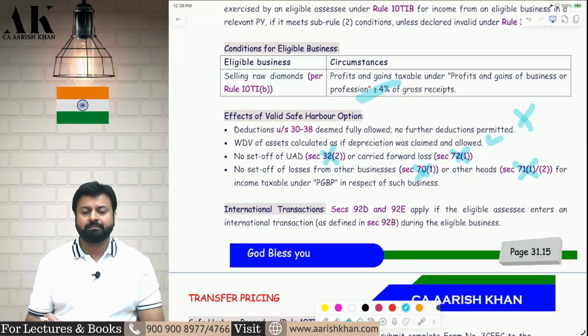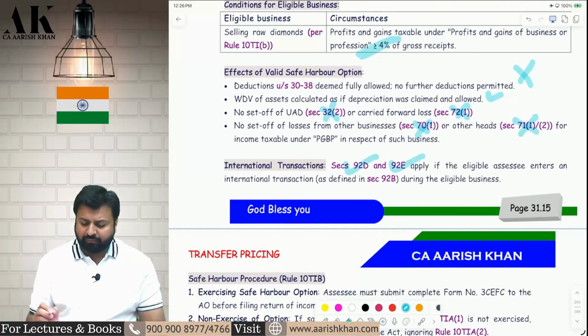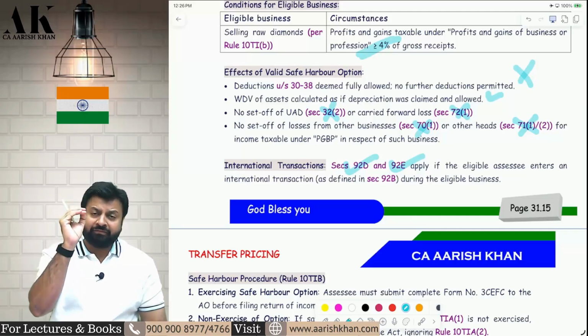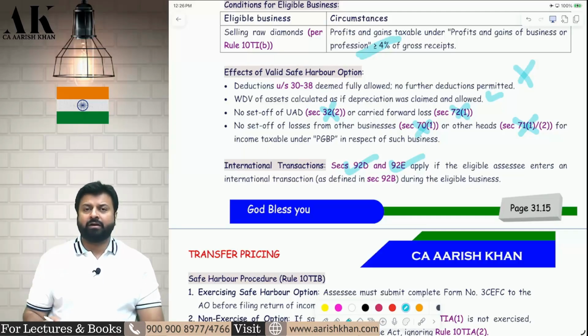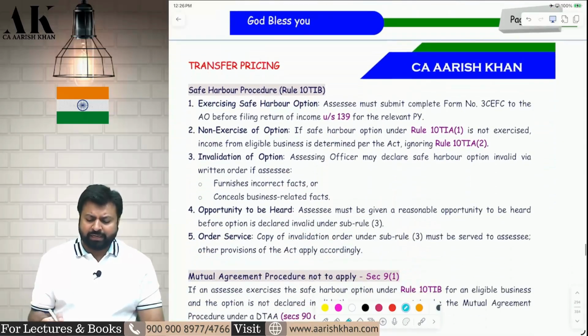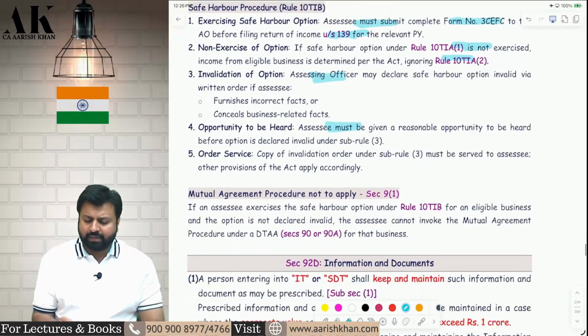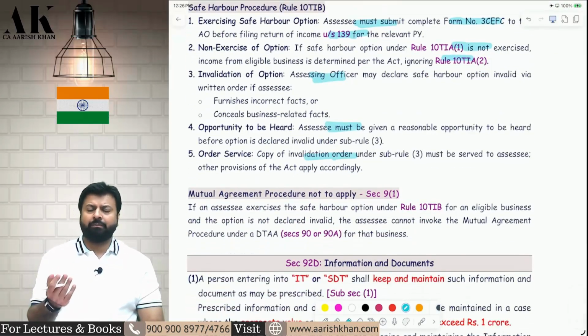Nothing. But documents and Form 3CB you have to fulfill. You have to maintain all the documents as per 92D, and you also have to file Form 3CB, that is the tax audit report, one month prior to the due date of filing of return, by 31st of October. Procedure again is the same: you must submit Form 3CEFC within the due date of filing of return. The department will accept or not accept. If it is invalid, they will reject. Opportunity of being heard will be given, etc. An order will be given that your application is accepted or not.